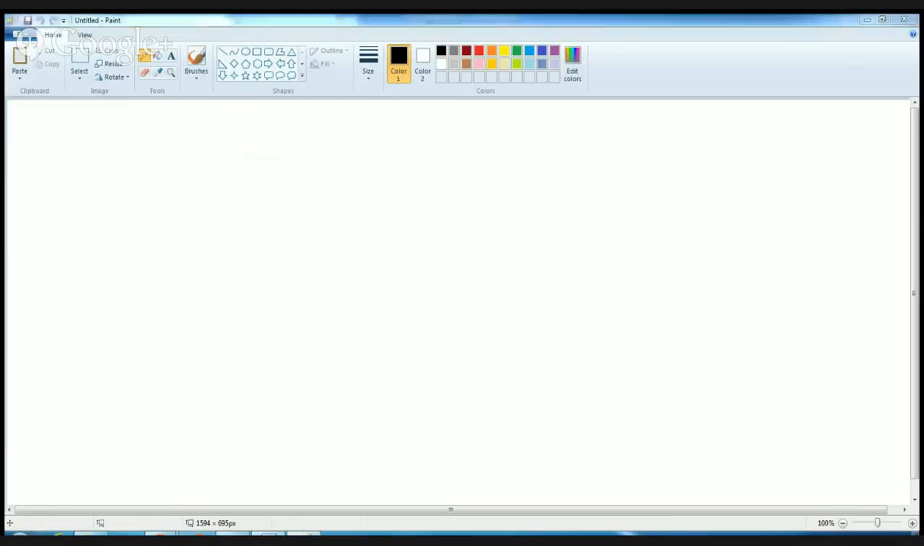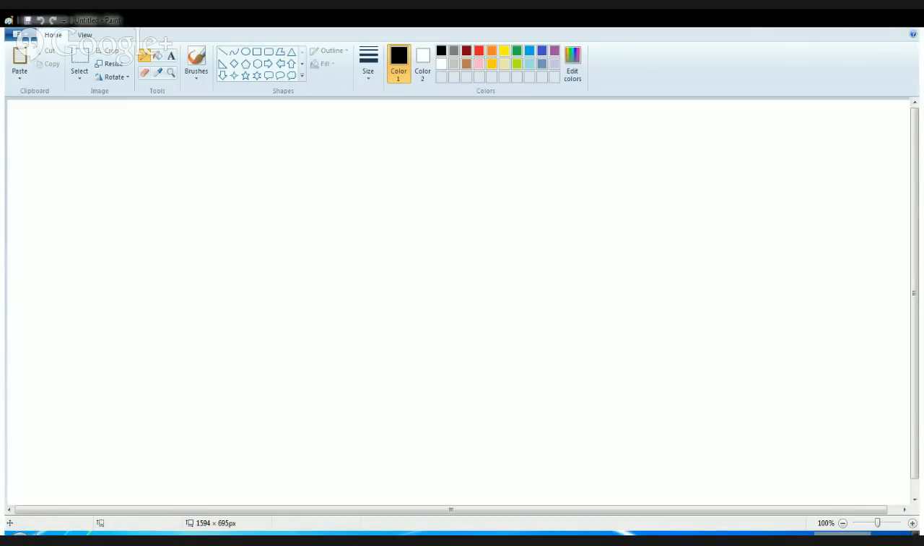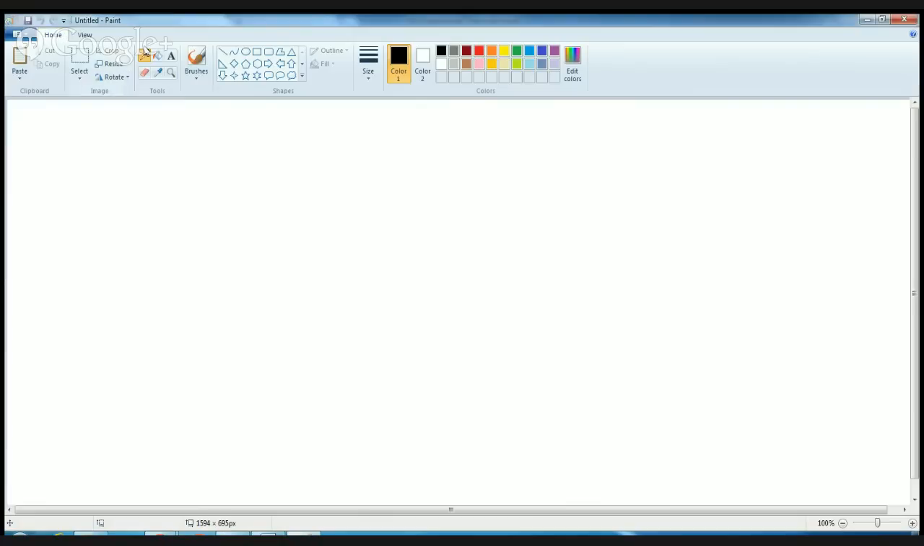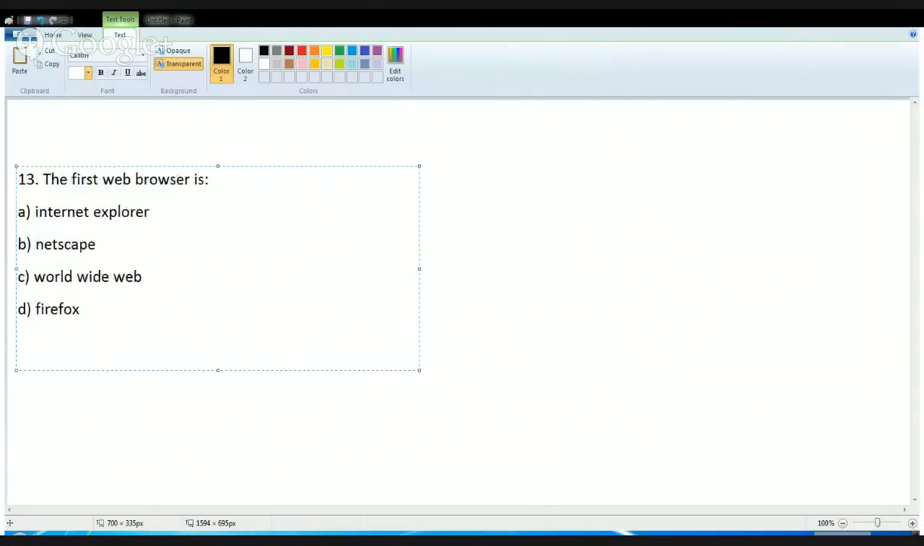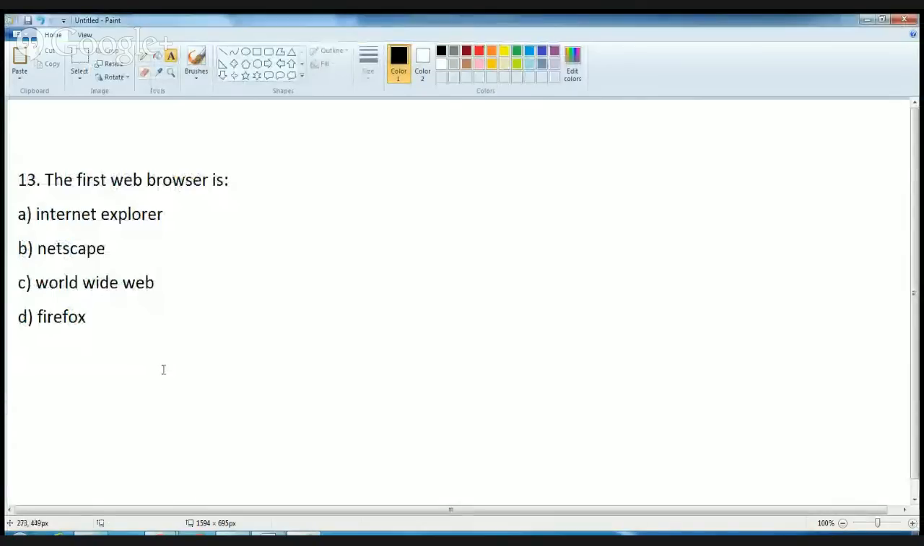Now the next question, the first web browser is, this is an interesting question, because a lot of students got confused in this question. A lot of students mark the answer as Netscape, because people have heard that Netscape is one of the first browsers. So the first browser that came into existence was known as World Wide Web. It is a common word. It's a single word, there are no spaces in it. So it's World Wide Web.